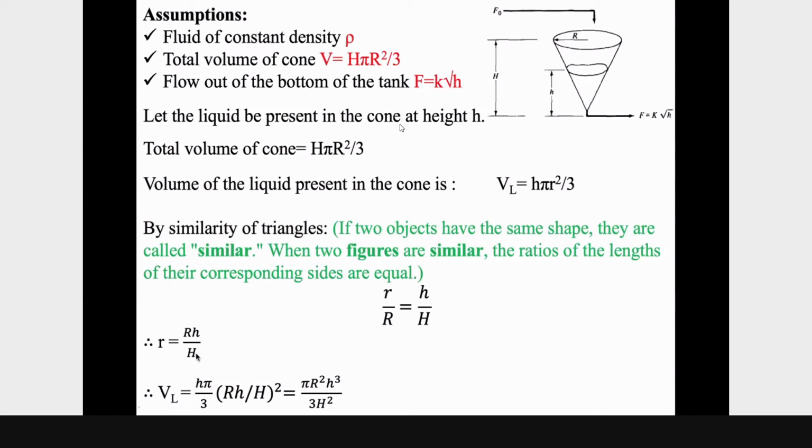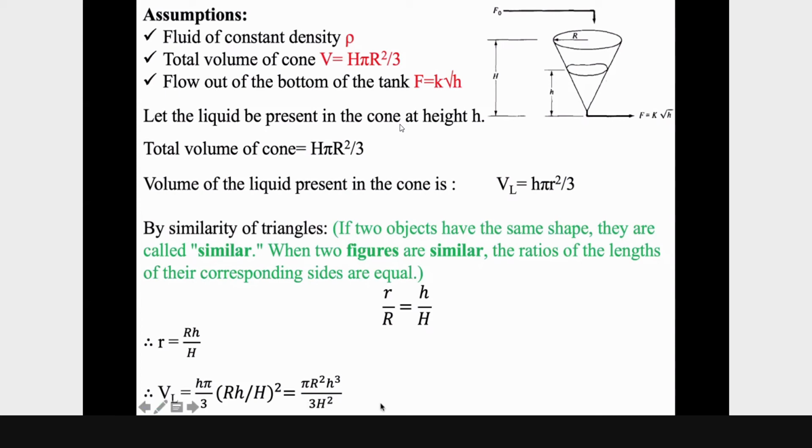And therefore, let us substitute this value of small r into the volume of the liquid present in the cone. So, VL is equal to small h pi r square, की जगह पे आप ये वैल्यू डाल दीजिए r की, capital R into small h upon capital H. ओके, ये बन जाएगा small h pi upon 3 into capital R h upon capital H bracket square, is equal to pi capital R square small h cube upon 3 capital H square.